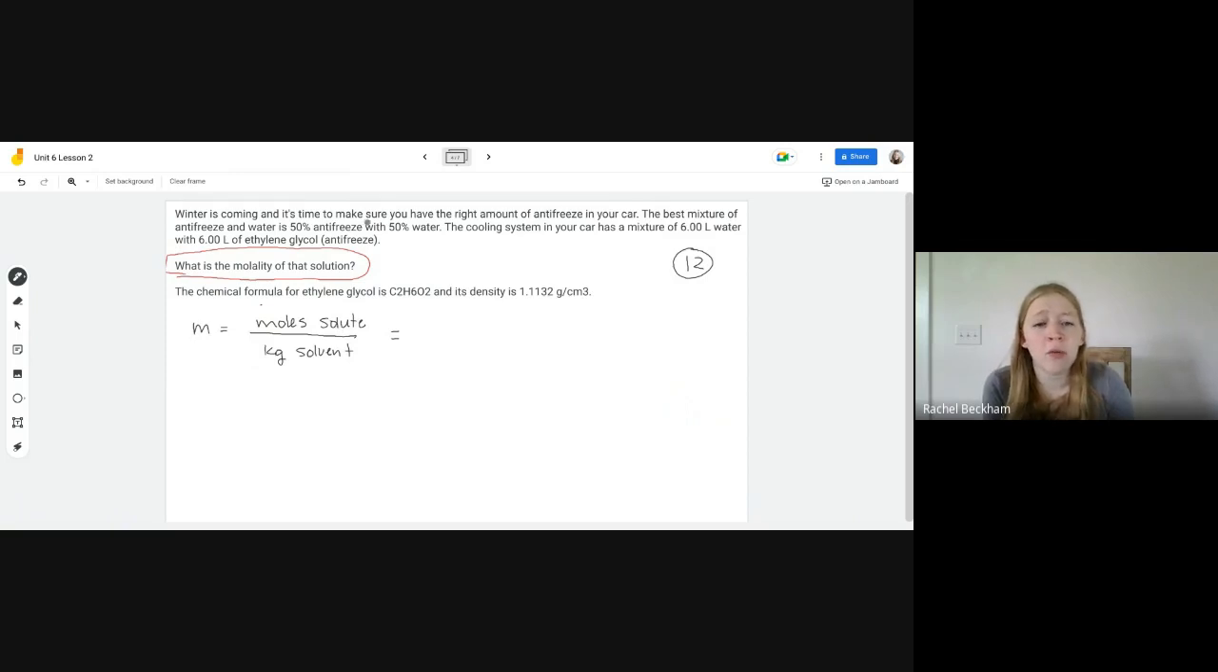Winter is coming. You want to make sure you have the right amount of antifreeze in your car. The best mixture of antifreeze is 50% antifreeze and 50% water.